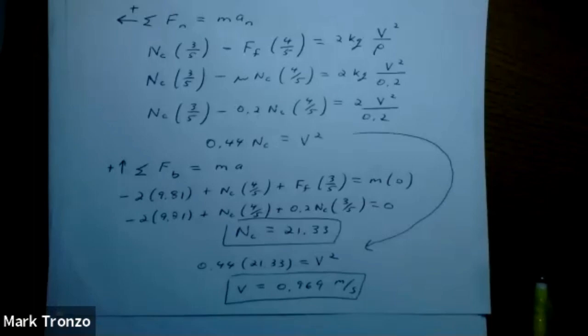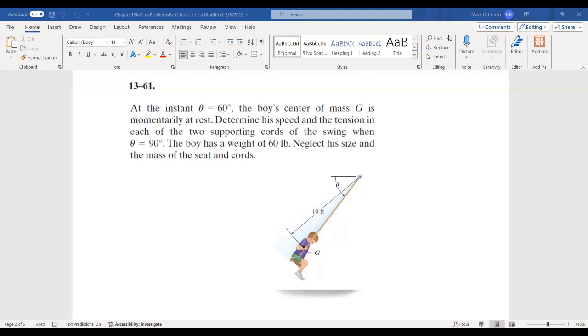13.61. We're going to take a look at this problem. At the instant theta is 60 degrees, the boy's center of mass, G, is momentarily at rest. Determine his speed and the tension in each of the two supporting cords of the swing when theta is 90 degrees. The boy has a weight of 60 pounds. Neglect the size and the mass of the seat and the cords.